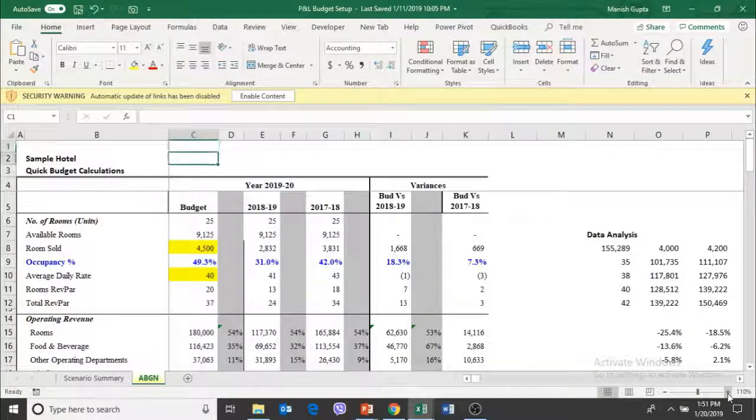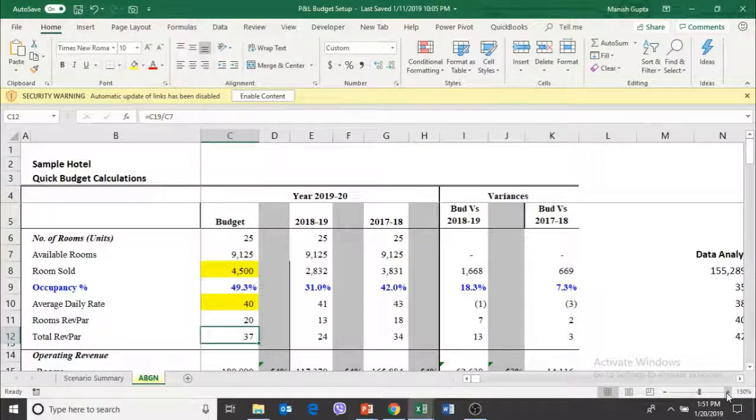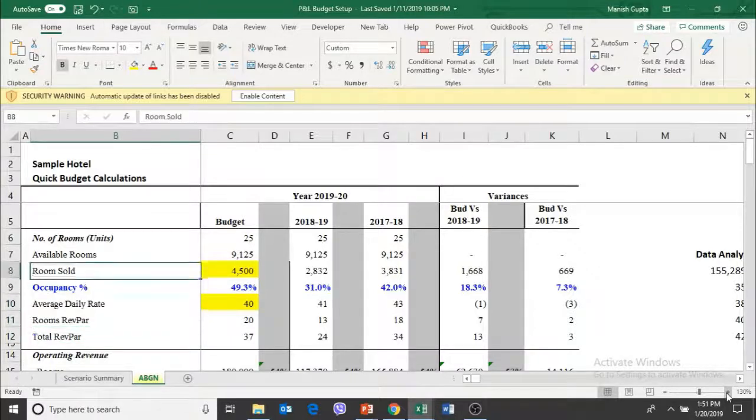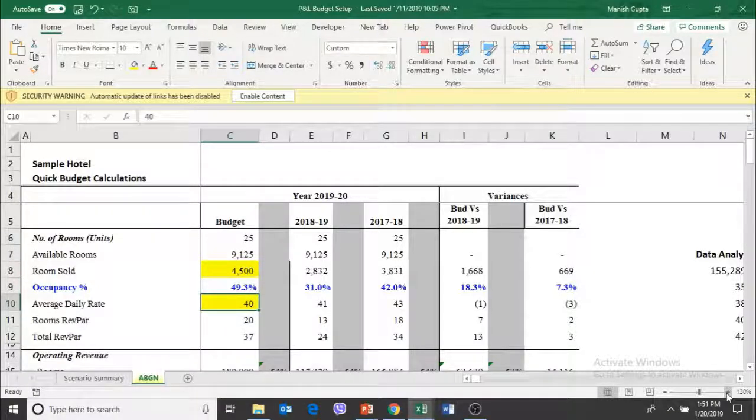Right here, what we are going to do is get an estimated GOP, or overall P&L numbers. This is a setup of overall P&L numbers for sample hotels. I call them quick budget calculations because you can estimate the revenue, rooms sold and average room nights for that hotel, right?